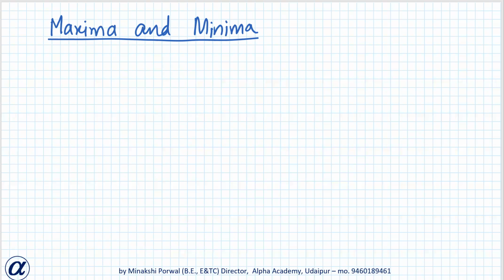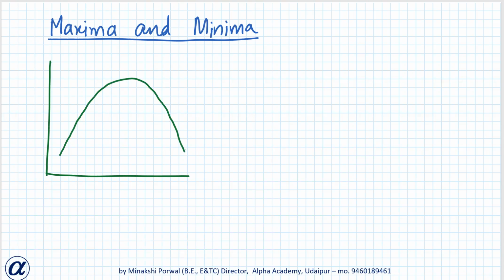Suppose there is a graph of a function. Suppose there is a function which is defined this way. Now, when we plot this function, it looks like this. Suppose this function is defined in a certain domain. In this domain means the points in which it is defined. Suppose this is A, this is B.